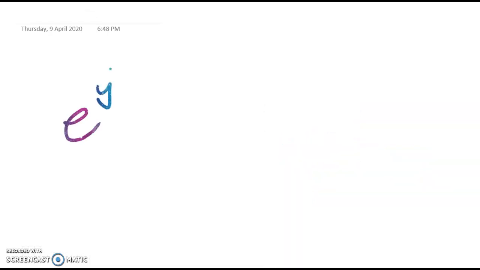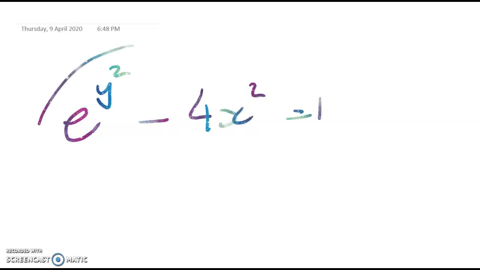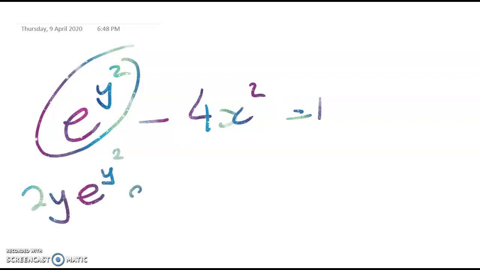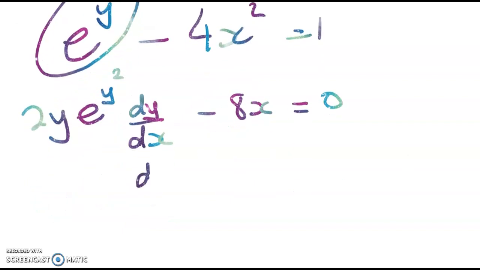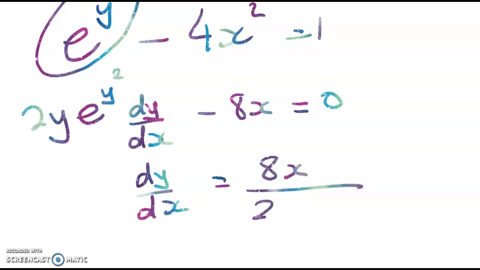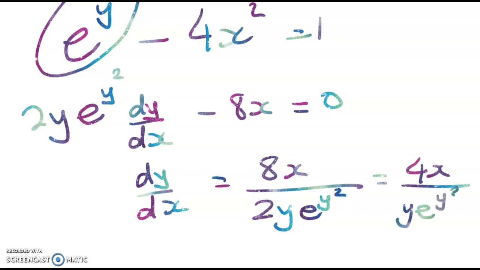So if we start out like this, e to the y squared minus 4x squared equals 1, and we differentiate this with respect to y, and then we multiply by dy by dx. So this will give me 2y times e to the y squared dy by dx minus 8x equals 0, giving me dy by dx is equal to 8x over 2y e to the y squared, which is 4x over y e to the y squared.